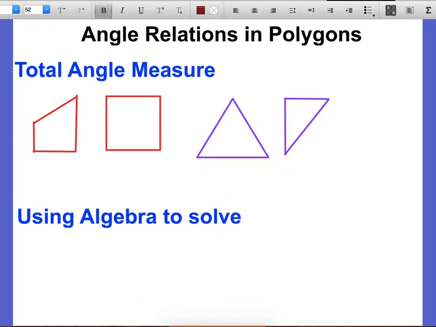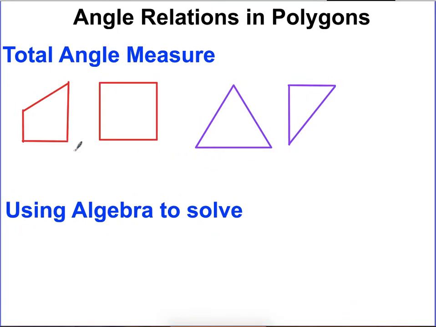Hi math friends, today we're looking at angle relations in polygons. Before we start this, we have to know the total angle measure of each polygon. So before you start, count the number of sides. We're going to work with quadrilaterals and triangles today.